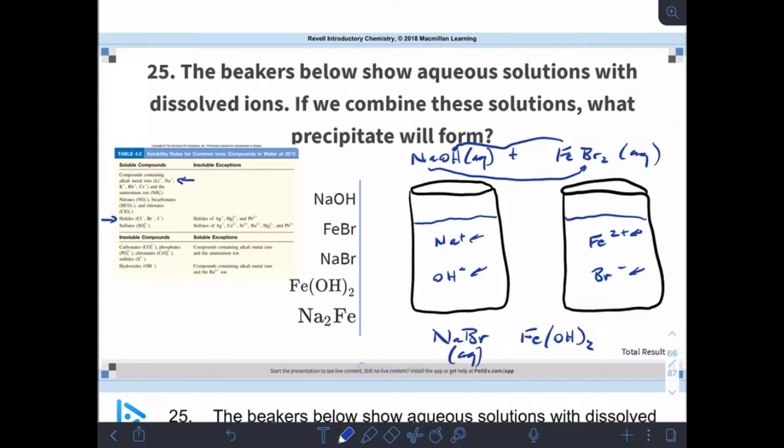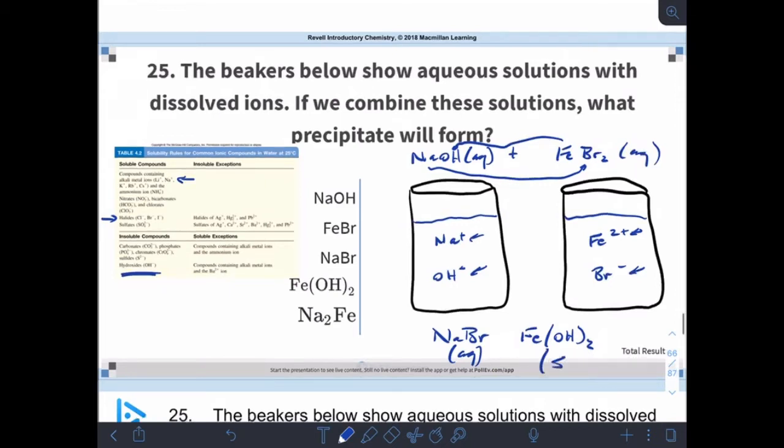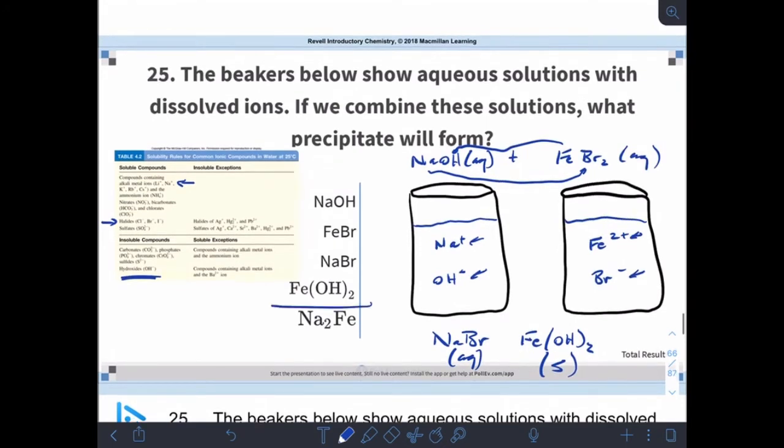All right, so let's look for hydroxides. Those are on the bottom of the table down here. Those will be insoluble except with an alkali metal or barium, which iron is neither of. So insoluble makes it a solid. So our precipitate will be the iron hydroxide.